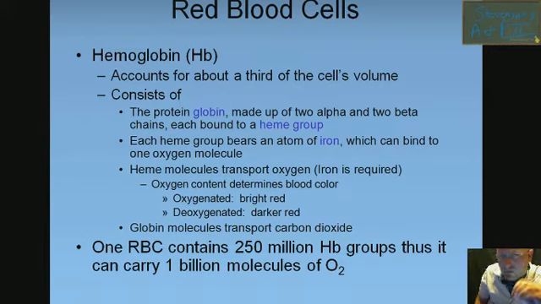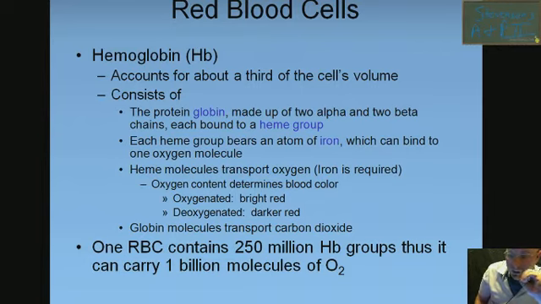So iron is very important to your diet, and that's why you see a lot of problems with people that are anemic and have a low iron content, and they have to take extra iron in order to build a stronger amount of red blood cells in their body. Heme molecules are transporting oxygen, and iron is a requirement in order for that to happen. The oxygen content determines the blood color. The more oxygenated it is, the brighter red it is. The most deoxygenated blood is extremely dark red. That means that if you see really dark red blood, that patient is not getting very much oxygen to the tissue.